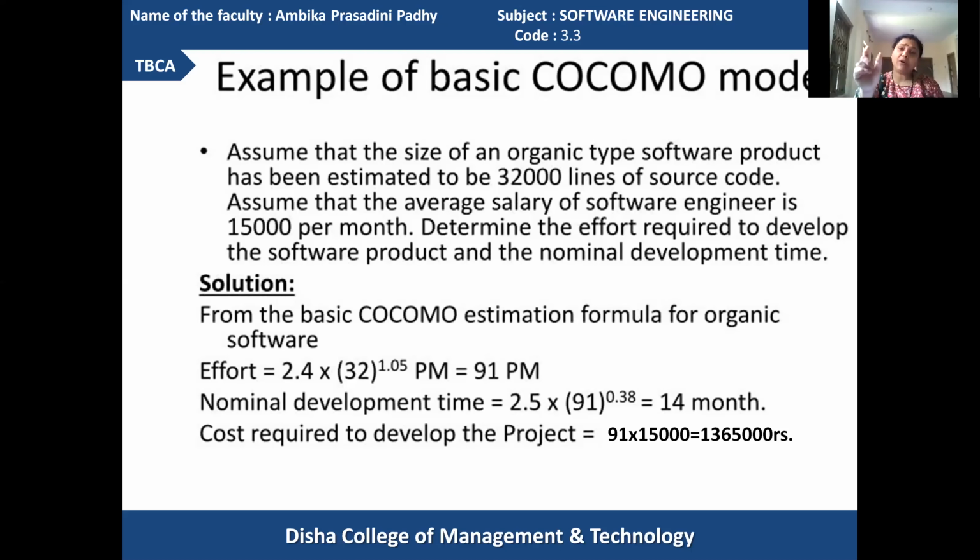Accordingly, if the product category changes, the lines of code must be given for the product to be developed, and a nominal fee for a particular software engineer paid every month is given. Then you can calculate the cost, effort, and time required in this manner using the formulas. Okay, this is the basic COCOMO information.